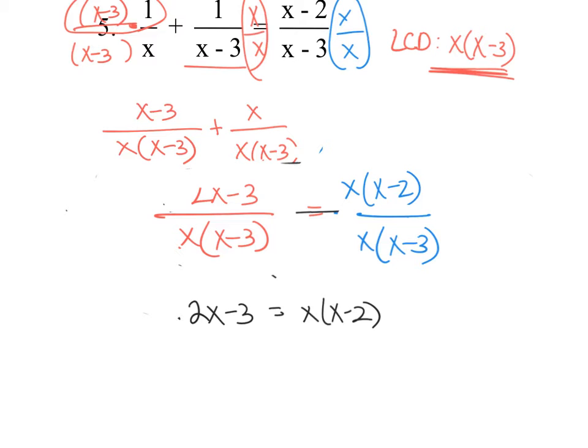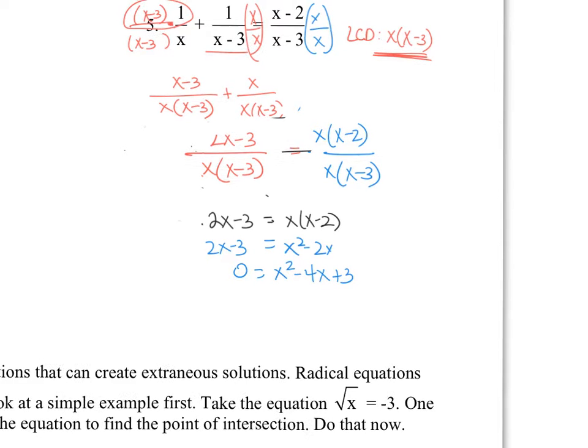So you do see on the right side, if you did distribute that, at this point we are going to distribute that. You get x squared minus 2x. We are going to set this equal to 0 because we do have a quadratic. So I'm going to move everything over. And we're going to take our 2 factors of 3 that add up to negative 4. Set those equal to 0 and we get x equals 3 and 1.